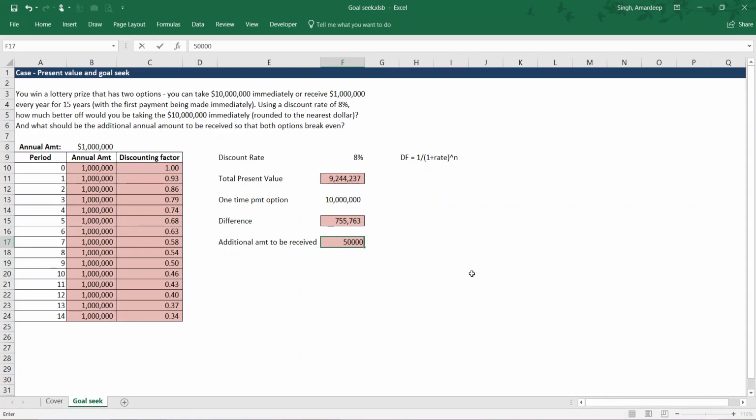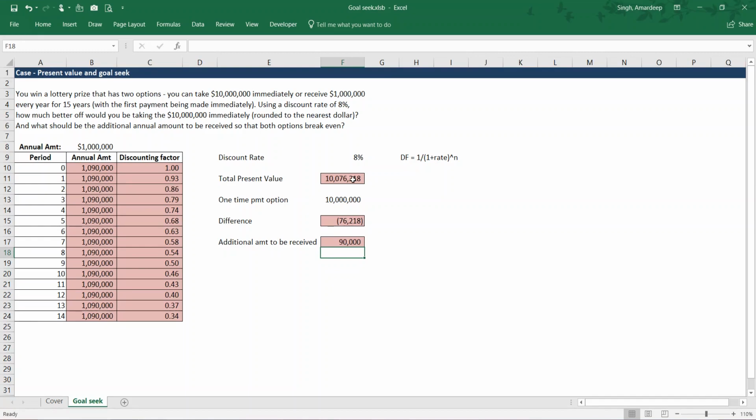So if I put 50,000, what happens is this $9.2 million increases to 9.7 million, because here we are saying that instead of receiving $1 million each year, we would receive $1 million plus 50,000. But still this option gives us a lesser amount as compared to 10 million, so we would need to increase it a little further. So let me just increase it to 80,000. If I increase it to 80,000, it gives me 9.98, so we are pretty close. But still this is giving us a lesser amount, so we need to increase it further. So let's say instead of receiving 80,000, I make it 90,000. But when I make it 90,000, you see that this amount has now crossed 10 million. So this gives us an indication that the final answer should be between 80,000 and 90,000.